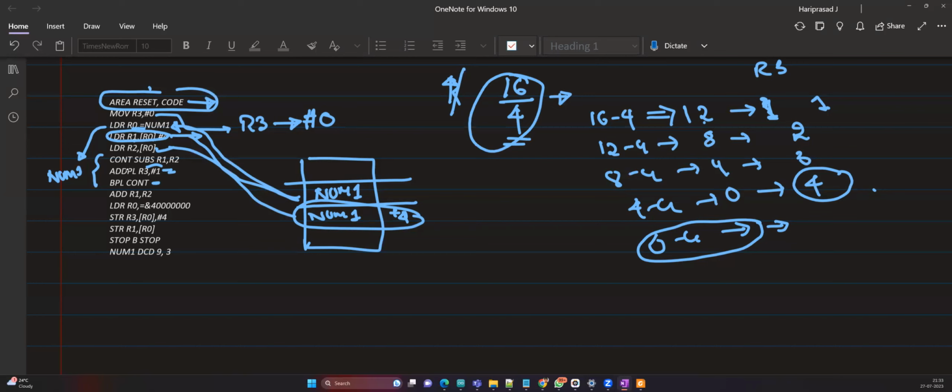Hope you got the idea. Yes, sir. We don't have a division operation in the ARM, so it's not a CISC processor. This is a RISC processor. Since we do not have division or multiplication, it's done by addition, by adding those many numbers. Multiplication we can do by repeated addition.